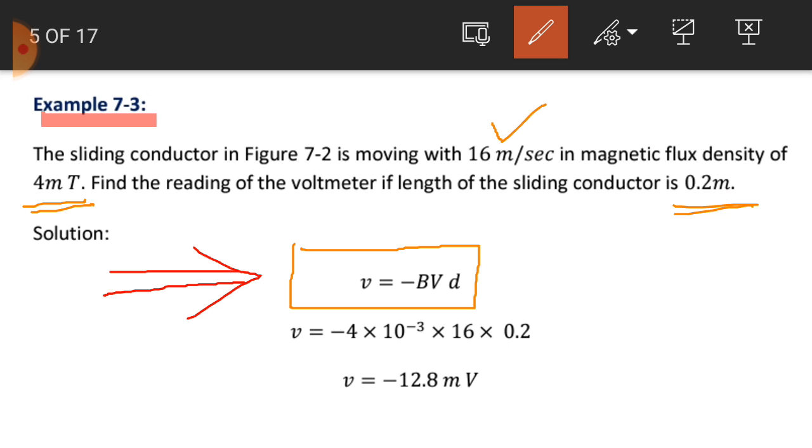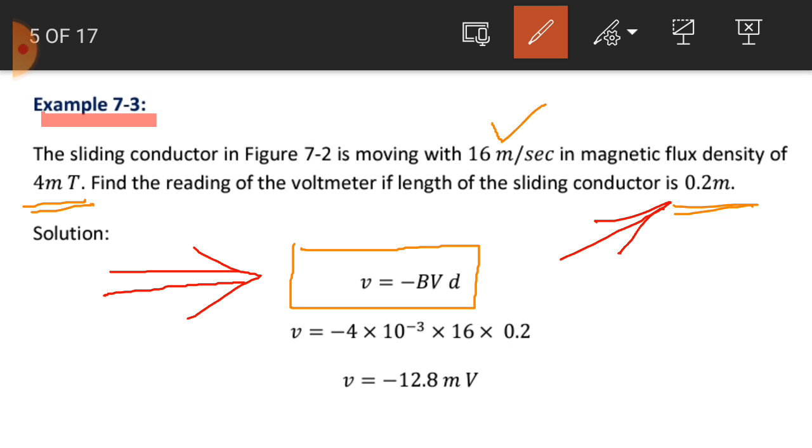minus B V d. B is the magnetic flux density, which is given in this numerical example as 4 millitesla. V is the velocity of the sliding conductor, which is 16 meter per second. d is the length of this sliding conductor, which is 0.2. So we put the values on the right hand side of this equation.